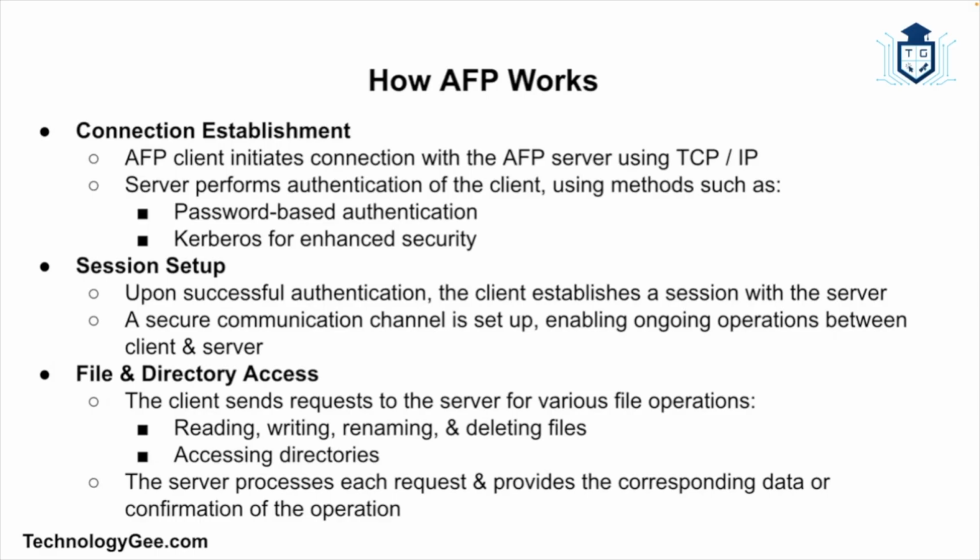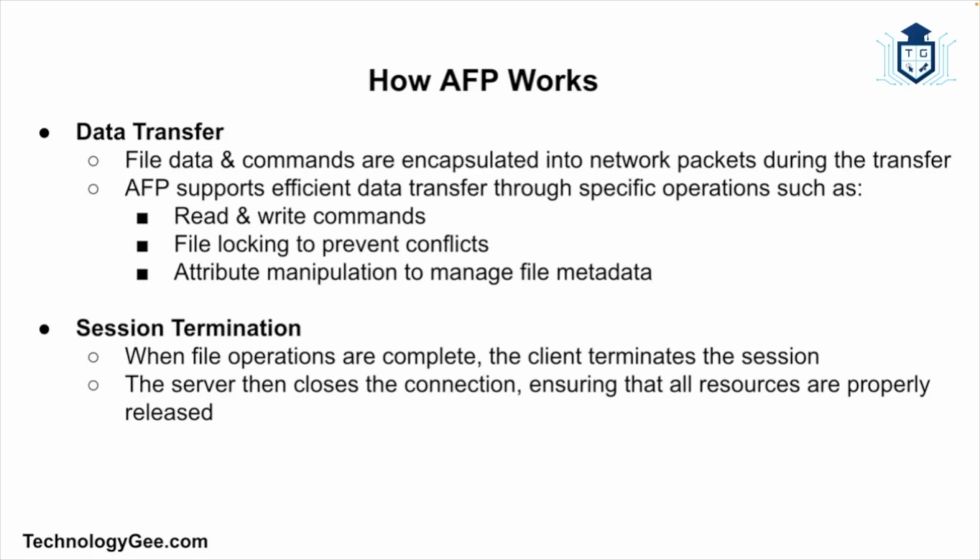Then you have file and directory access. The client then sends requests to access files and directories, and these requests include operations like reading, writing, renaming, and deleting files. And then the server processes these requests and responds with the appropriate data or confirmation. After that, you have data transfer. Data is transferred between the client and server using AFP commands encapsulated in network packets. And AFP supports various operations to ensure efficient data transfer, such as read-write commands, file locking, and attribute manipulation.